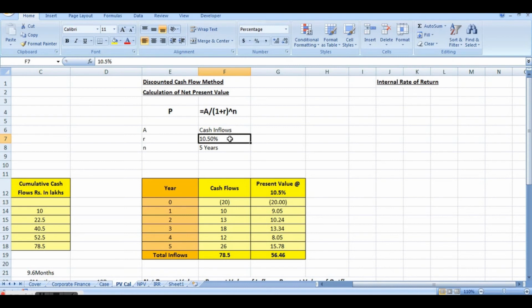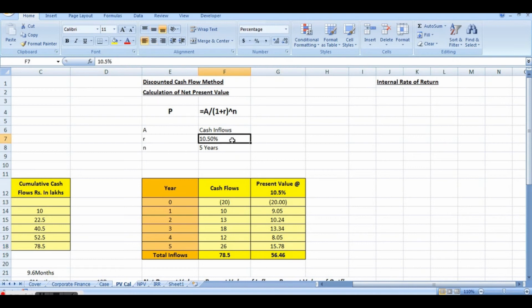Assume that you have taken a loan from the bank of rupees 20 lakhs and the rate of interest of the bank is 10.5%. Now why is this of much importance? Because this part of your profits directly goes to the bank and only the remaining stays in your hand. Second thing, the reduction in the value of money is at this rate.